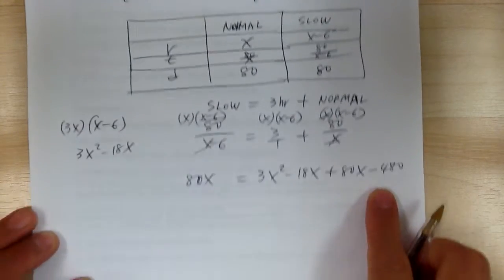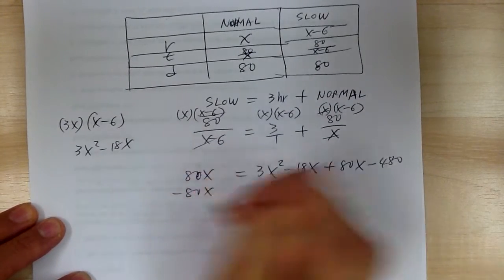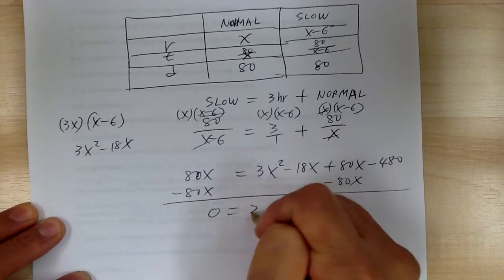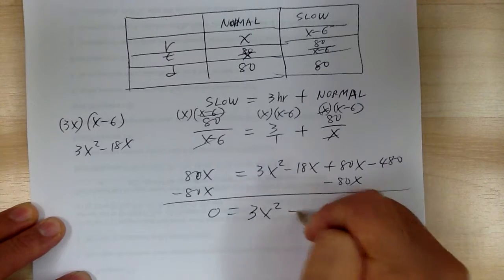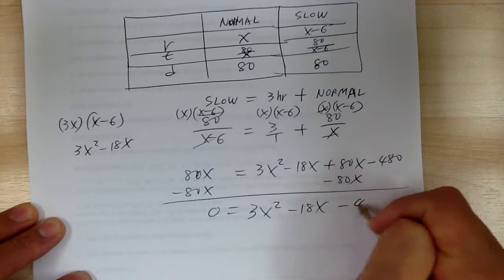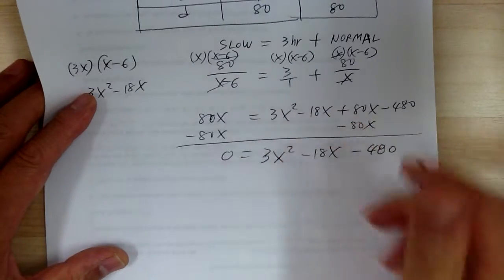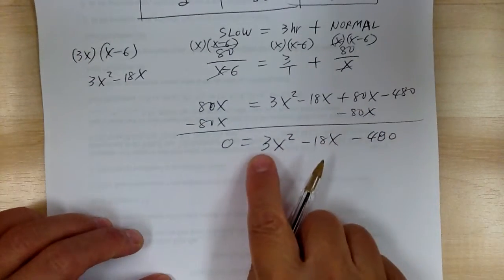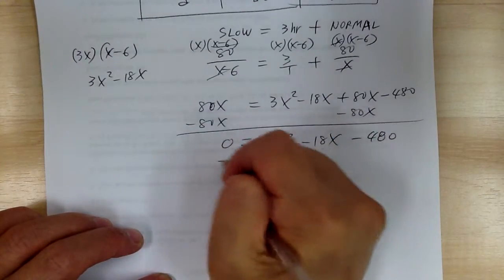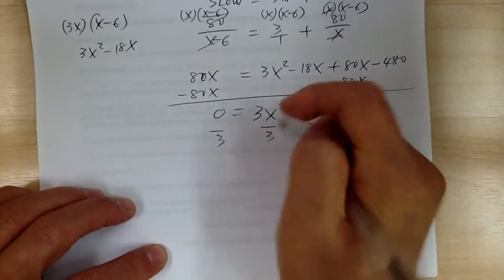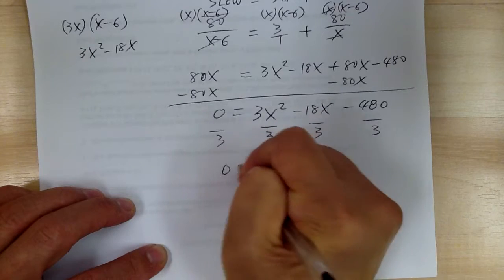So now to solve this equation, I'm going to minus 80x on both sides. So 0 equal to 3x squared minus 18x minus 480. Now don't use the master product right away because it's going to be super big. So you want to lower your number. So divide everything by 3 to lower your number, so your master product would be much easier to do.